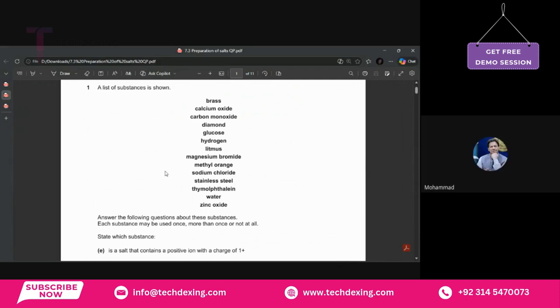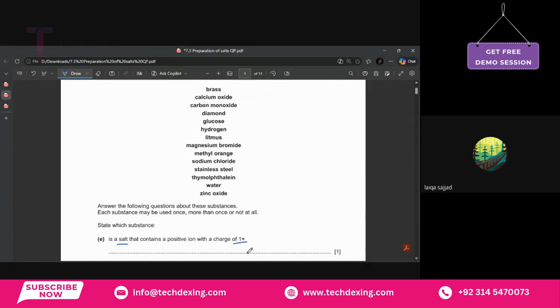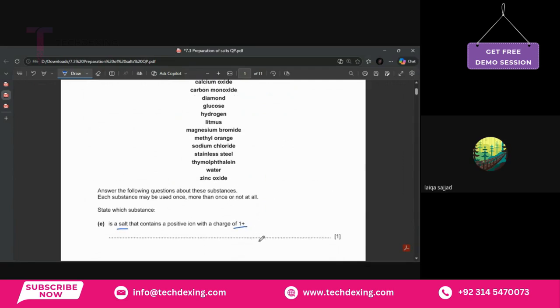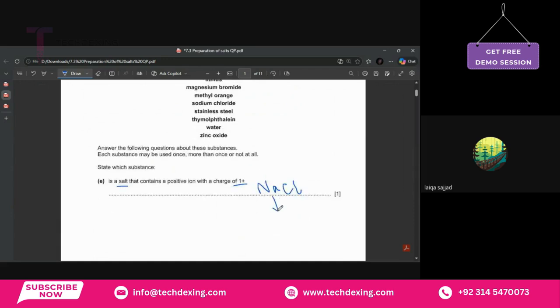The first information given is that it is a salt, and it has a positive ion with a charge of +1. Sodium chloride. Yes, very good, excellent. It's sodium chloride, because the positive ion has a charge of +1, and the negative ion has a charge of -1.